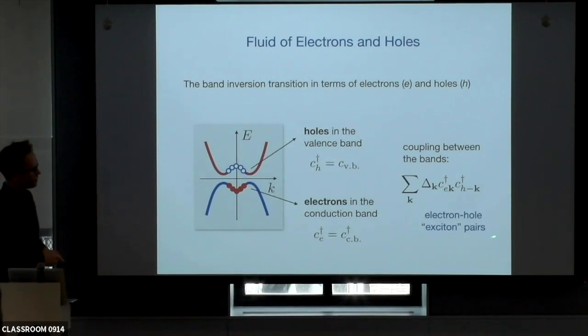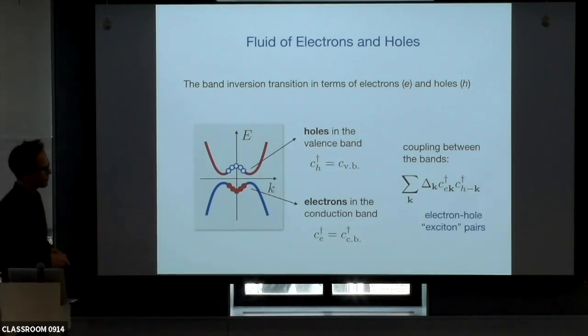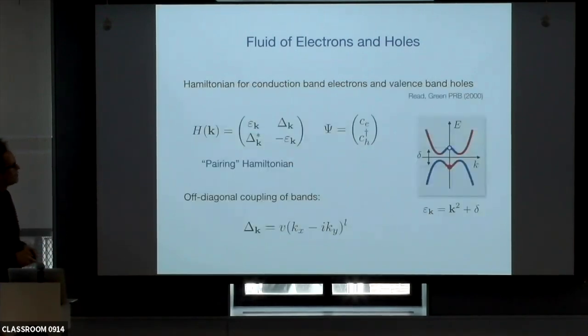And so, since you're pairing electrons and holes, you might think of this delta as describing some form of excitonic pairing. But it should be emphasized here that this delta does not reflect a symmetry breaking, so this term is present in the Hamiltonian. So one should be a little bit careful with really calling it a pairing. So with that, let me then describe the Hamiltonian for these type of band inversions.